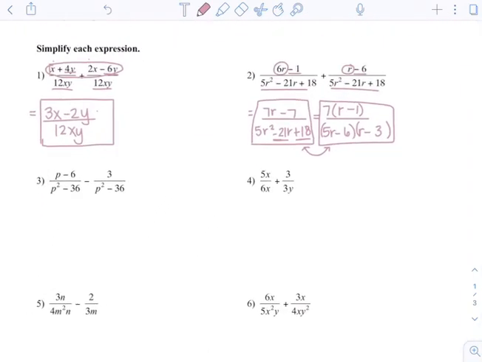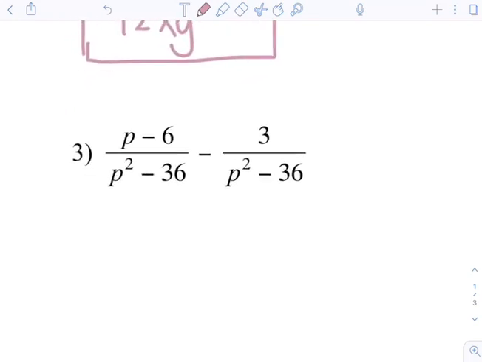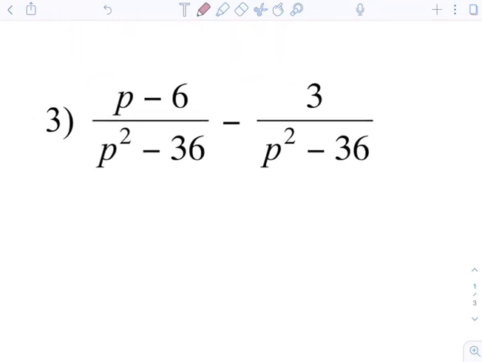Okay, number 3, we are now getting into subtraction. When you are subtracting, you have to be very careful because you are subtracting this entire thing from the first fraction. So what you need to do is change it to addition and distribute the negative to the numerator of the second fraction. There's not really much to distribute since there's only one thing in the numerator, but just to keep in good habits, make it a plus, put the negative in the next numerator.